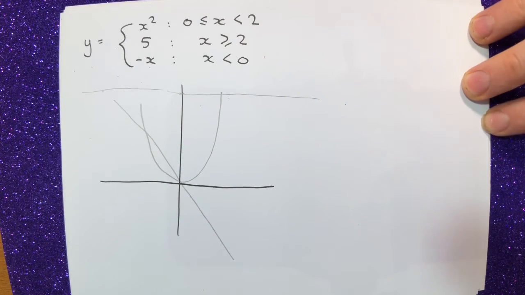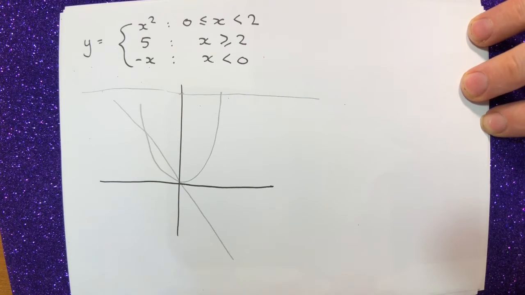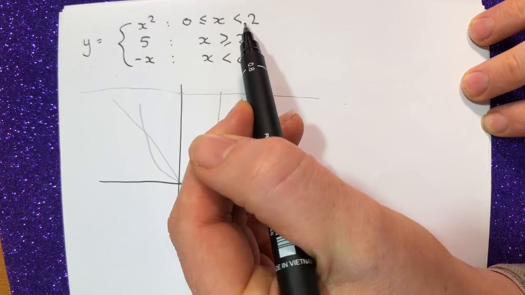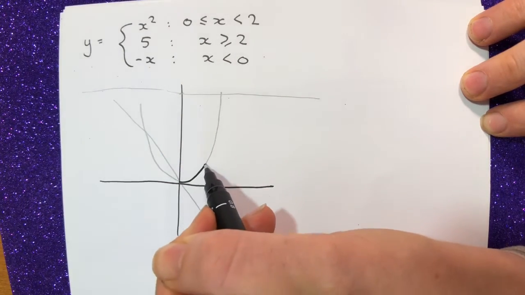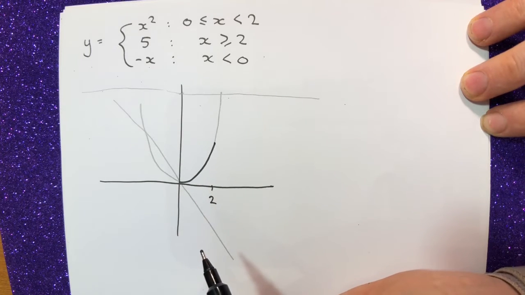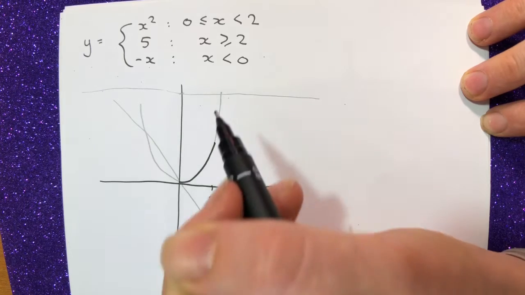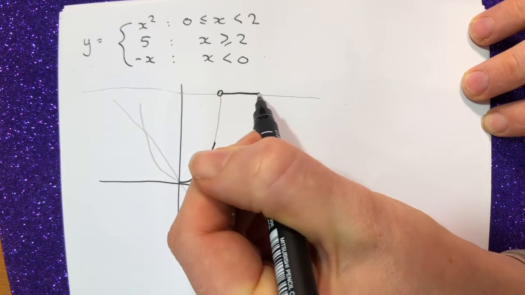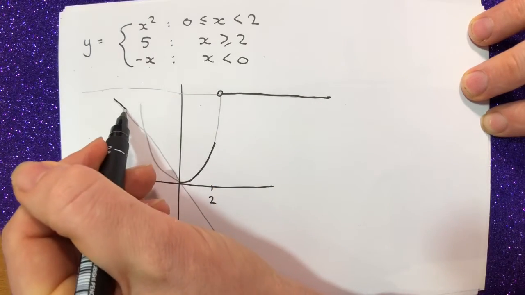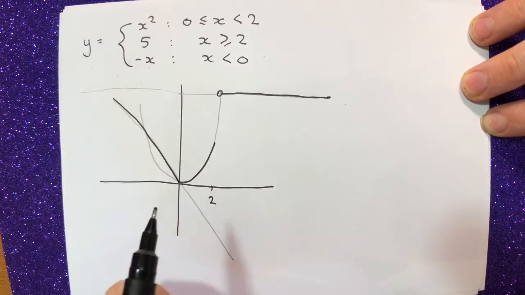All you then need to do, and I deliberately did that in pencil, is then go, okay, when x is between 0 and 2, I'm looking at the x squared function. When x is greater than or equal to 2, I'm looking at the y equals 5 function. And when x is less than 0, I'm looking at the negative x function.